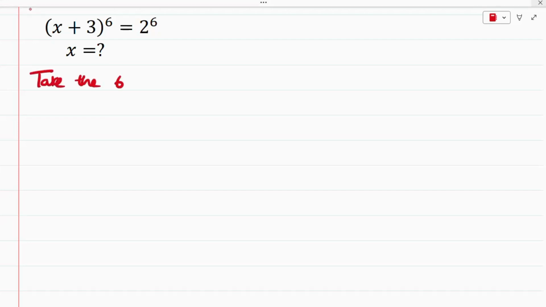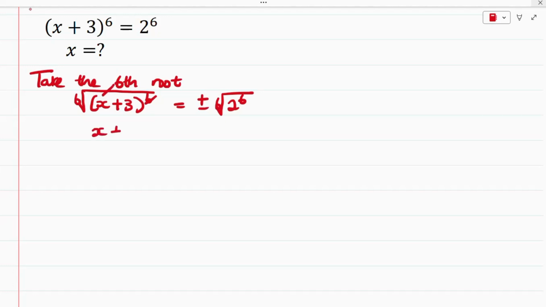That is, take out the sixth roots of both sides, and doing this we have the sixth root of x plus 3 all raised to the power of 6, and this is equals to plus minus the sixth root of 2 raised to the power of 6. So this we cancel out, and we have x plus 3 is equals to plus minus, this we cancel out, we have this to be 2, right?